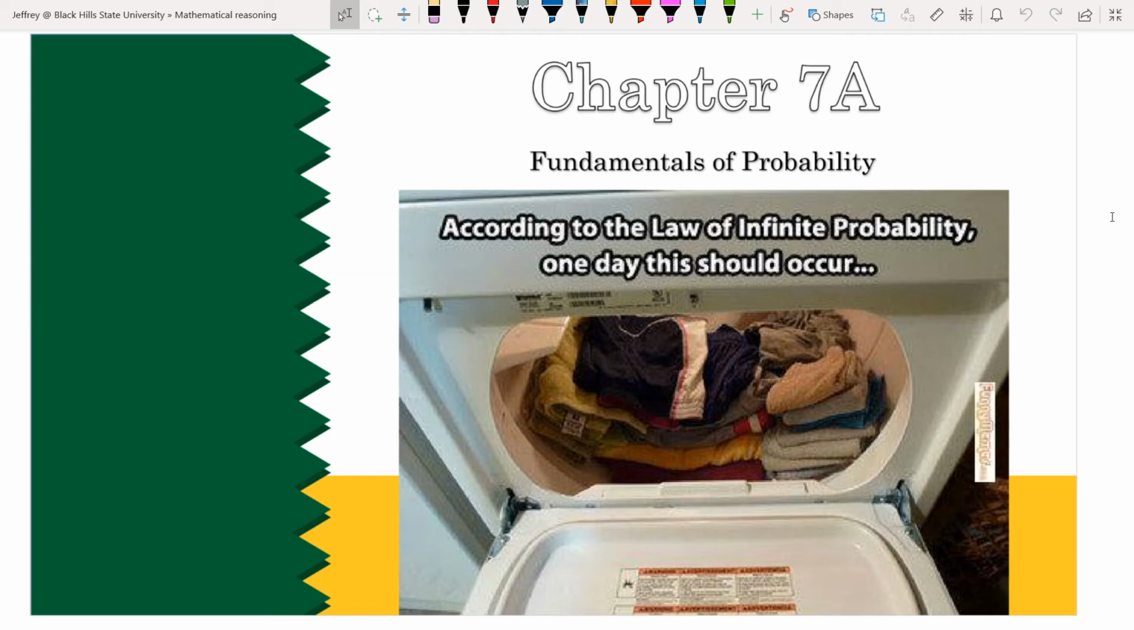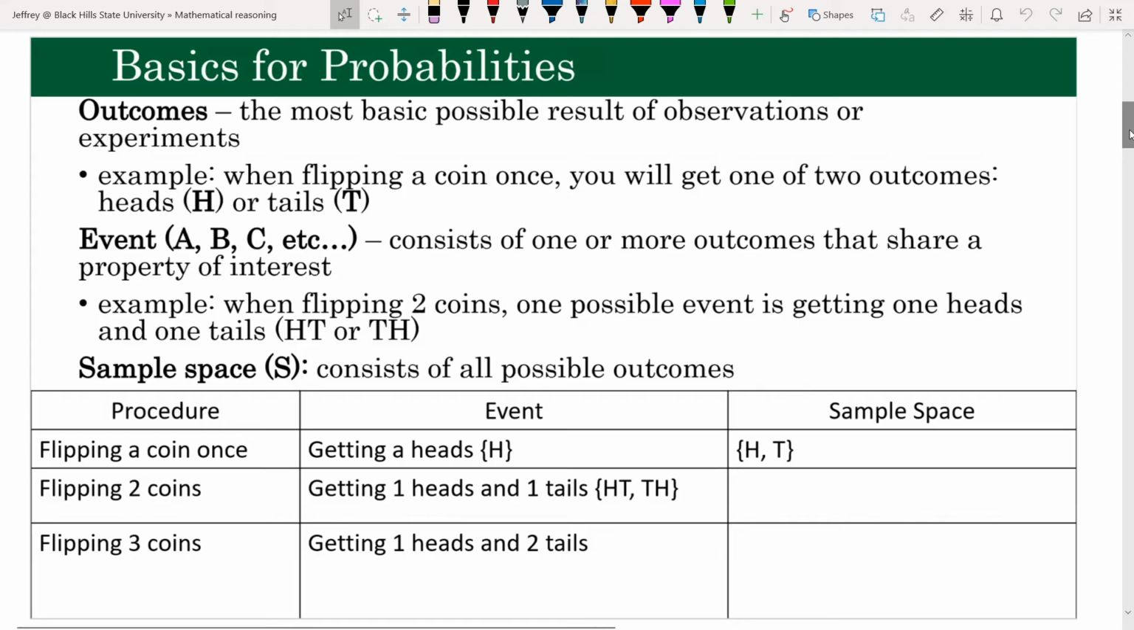Hello. Today we're going to talk about the fundamentals of probability. So, first, let's talk about some of the basic terminologies of probabilities. And we're going to first start off with outcomes.